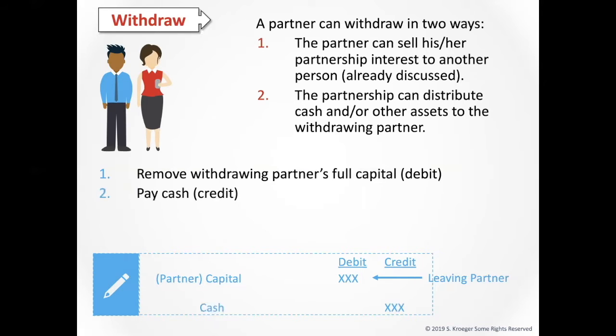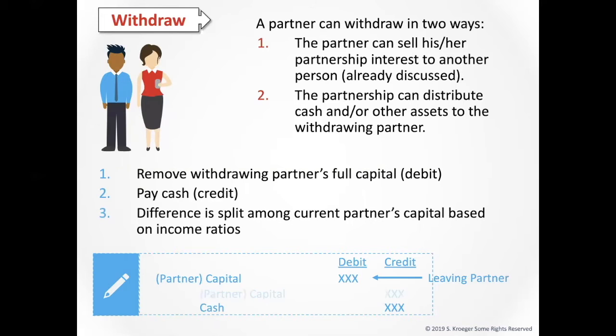The second step is to pay out the assets. Usually it's going to be cash, but you can give them property instead, but we're really just going to deal with cash. Since the partnership is spending the cash, cash will get a credit. Remember, it might not be the full amount of the capital. Maybe we're paying them extra to leave, or we're paying them less than their capital. The third step would be if there is a difference, that would be split among the current partners' capital accounts based on the income ratios.